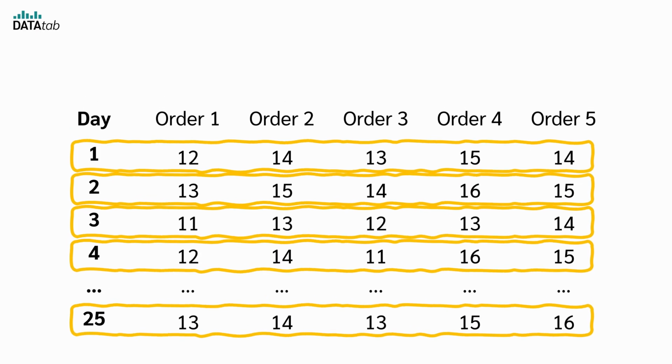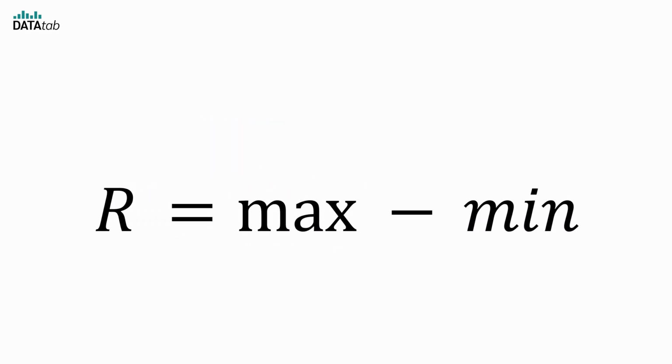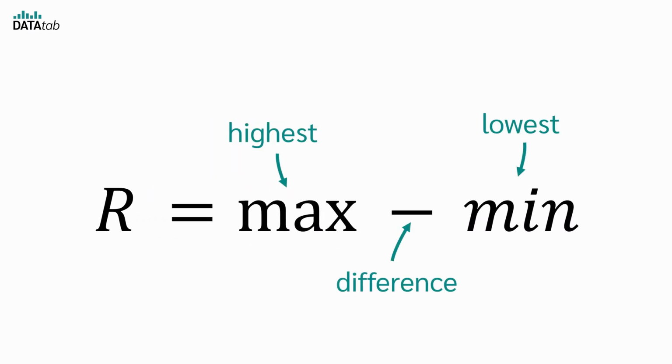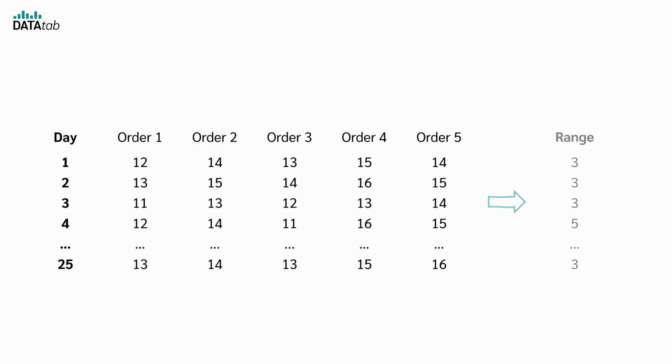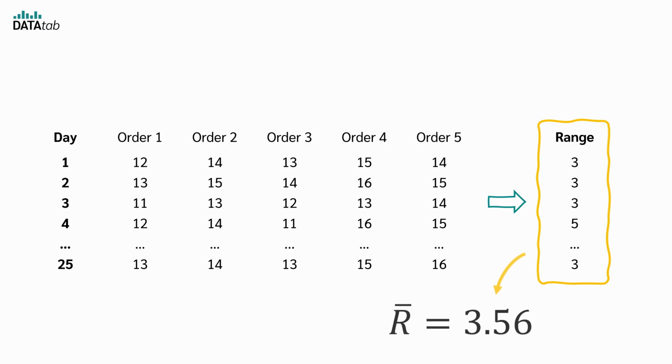For example, in our case, each subgroup only has 5 samples. Each time we have 5 orders, and when we calculate the standard deviation for each subgroup, it tends to vary significantly. That's where the range comes into play. The range is just the difference between the highest and the lowest value in a subgroup. And when we have a small sample size, the range is less sensitive to fluctuations in each subgroup. So let's calculate the range for each sample. For example, on day 1, the lowest value is 12 and the highest is 15, so we get a range of 3. When we have the ranges for each sample, we can calculate the mean of these ranges, R bar.